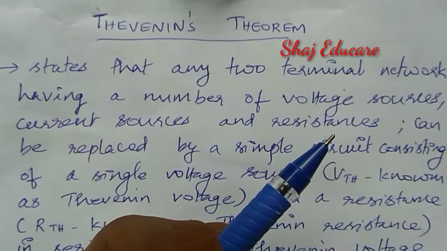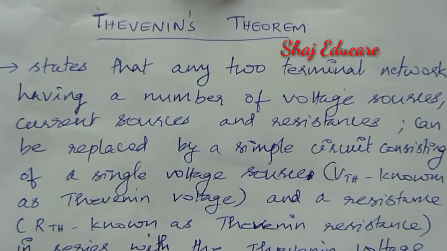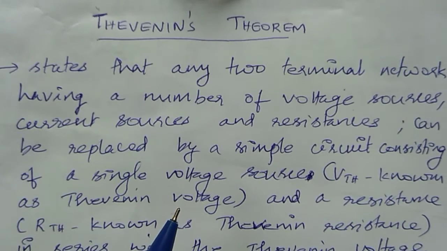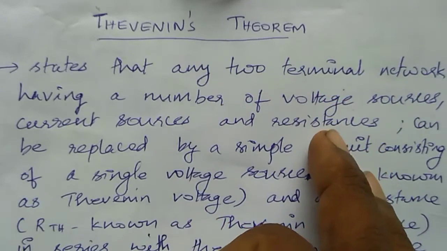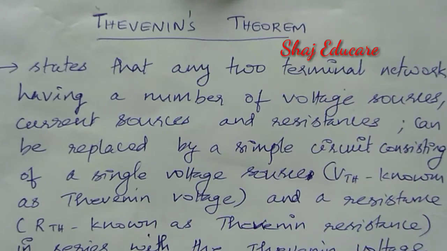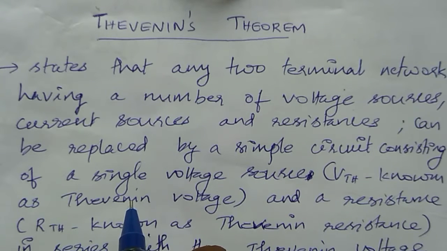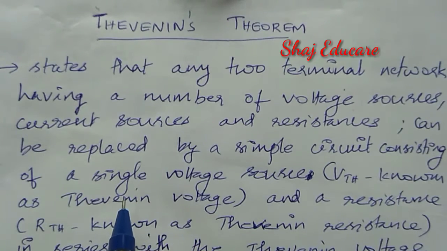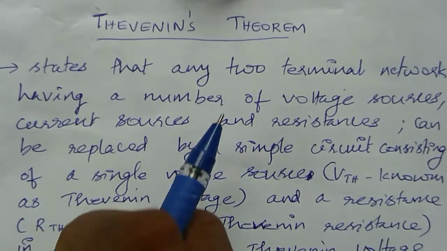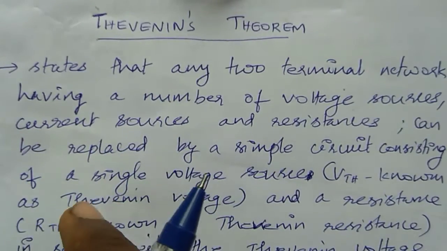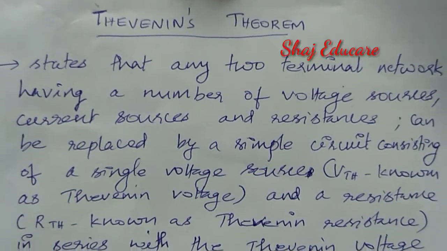Suppose we have a circuit containing current sources, voltage sources, and many resistors. We can convert that big circuit into a single circuit containing a voltage source, that is known as Thevenin's voltage source, and a single resistance RTH, known as the Thevenin resistance, that should be connected in series with the Thevenin voltage. This theorem is known as Thevenin's theorem. Okay, the statement is given here.